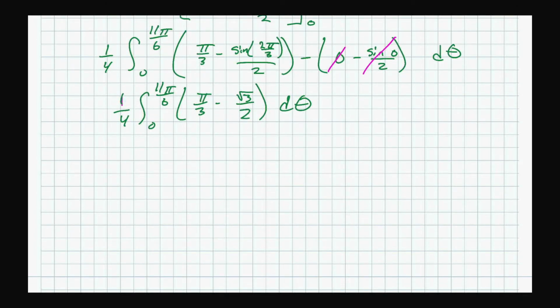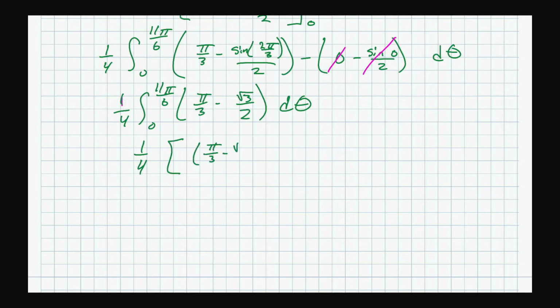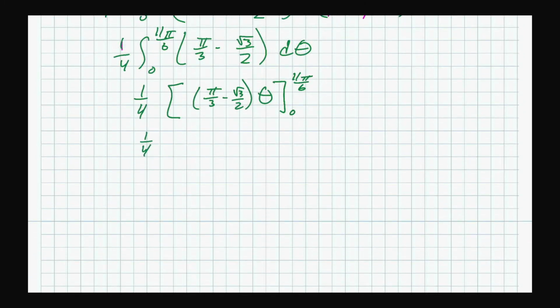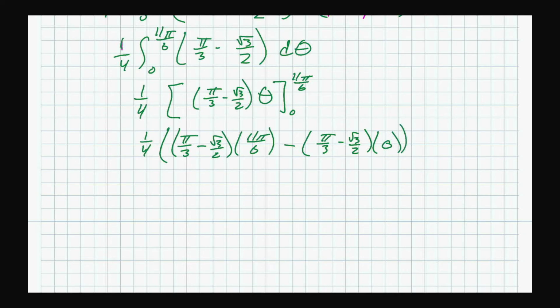So what are we going to do here? These are not like terms, the pi over 3 and the root 3 over 2, so I can't really simplify that. I just need to do the antiderivative. May as well keep those in parentheses and just add a theta, 0 to 11 pi over 6. So you've got 1/4 times pi over 3 minus root 3 over 2, times theta, which we're going to multiply by 11 pi over 6, minus the same expression times 0. That's all 0. So we get what we get.